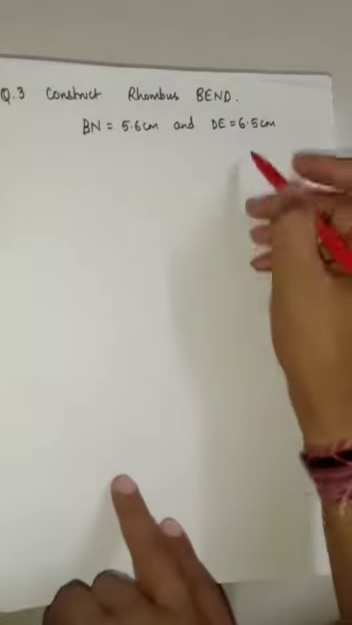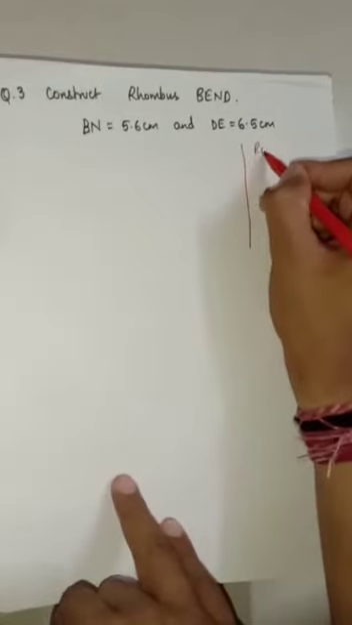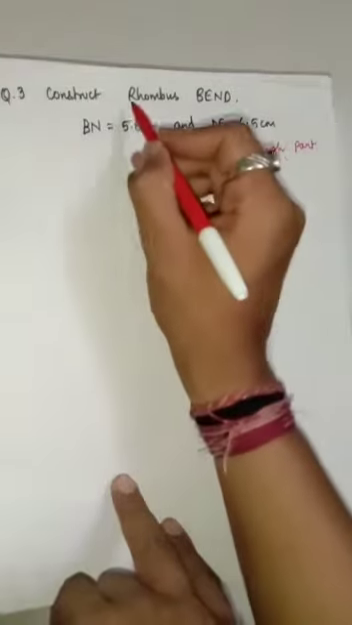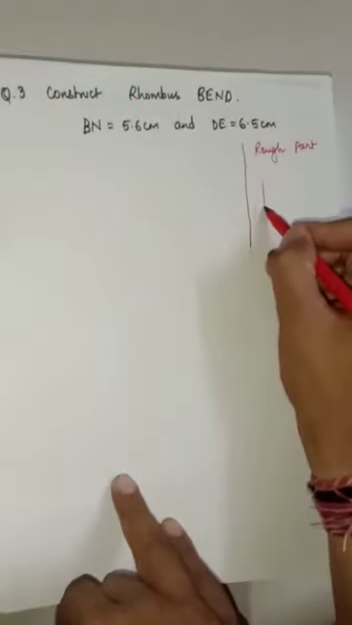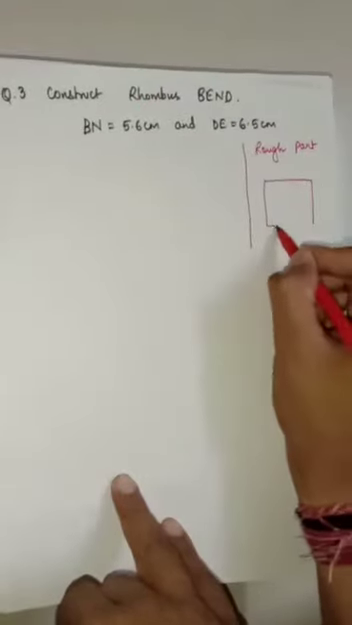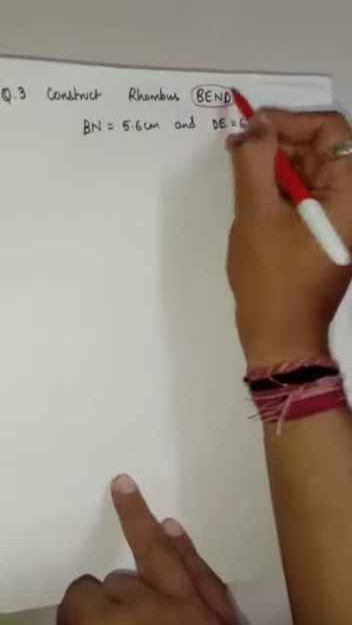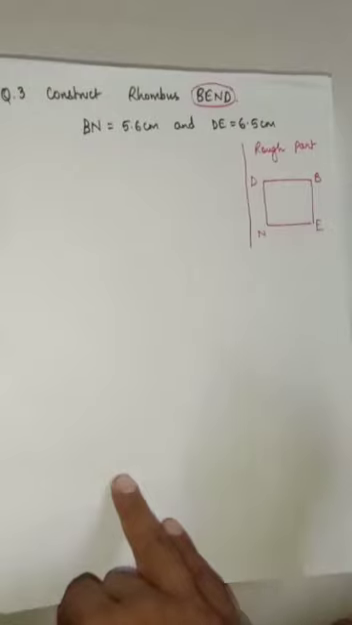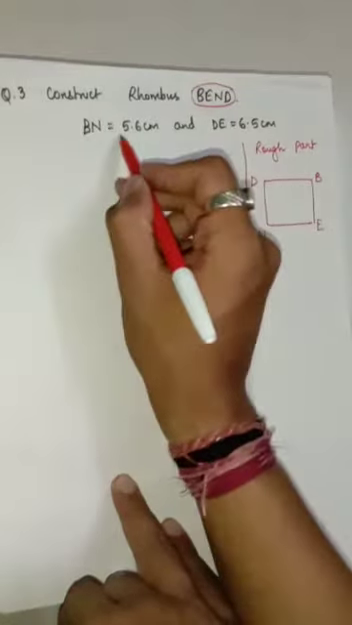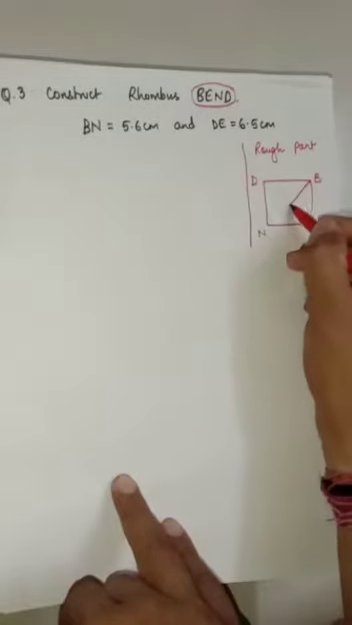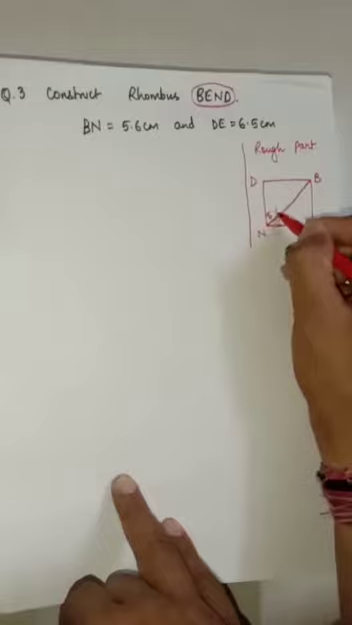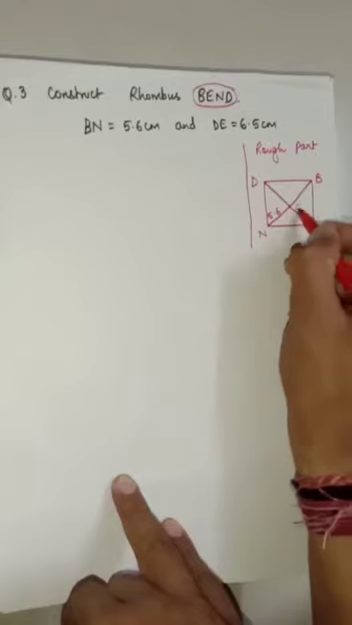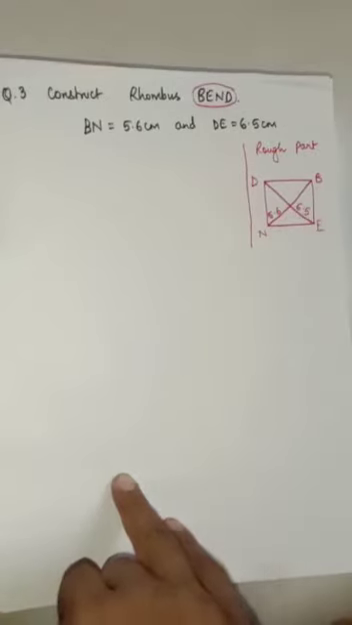Here again we start with the rough part of construction. First we have to draw a rough figure. We have to construct a rhombus, which is again a quadrilateral. The name of the rhombus is BEND. Here BN is given, BN is 5.6 centimeter, that is B to N. The diagonal is 5.6 centimeter, and DE is given as 6.5 centimeter. So no sides measurement is given here.